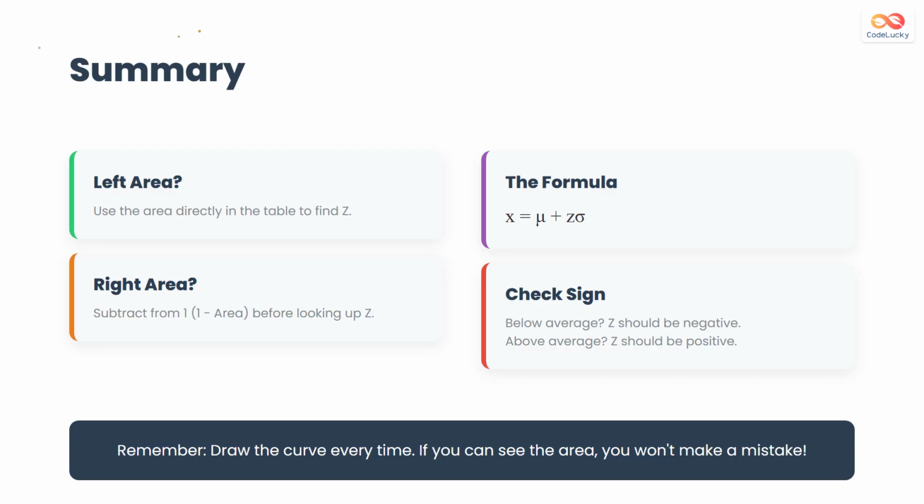To summarize, if you are given a left side area, use it directly. If you are given a right side area, subtract it from 1. Always check your signs. Values below the mean should have negative z-scores, and values above the mean should have positive z-scores. And remember, drawing the curve is the best way to avoid mistakes.